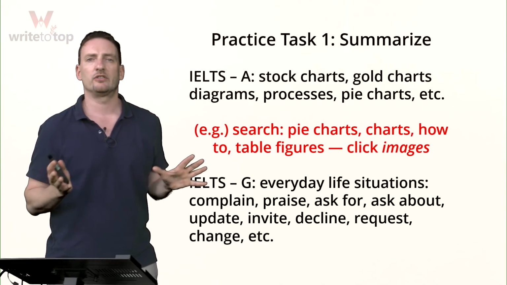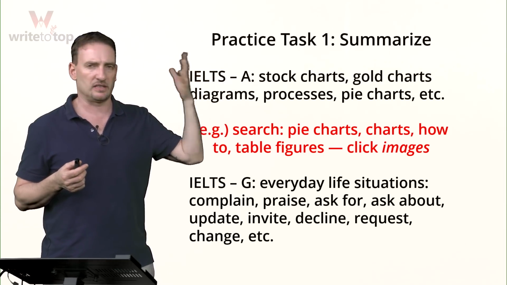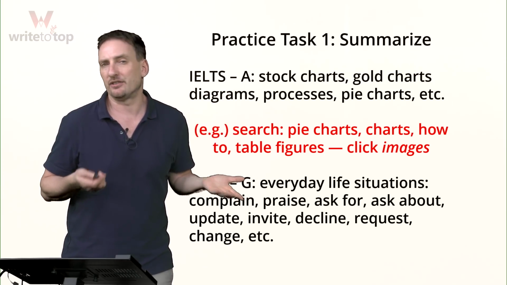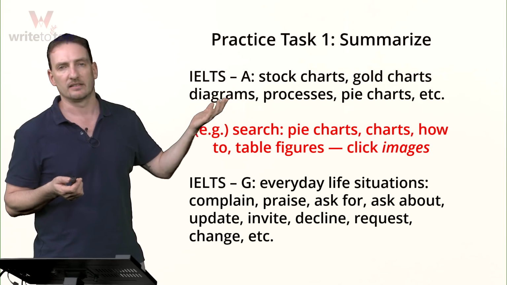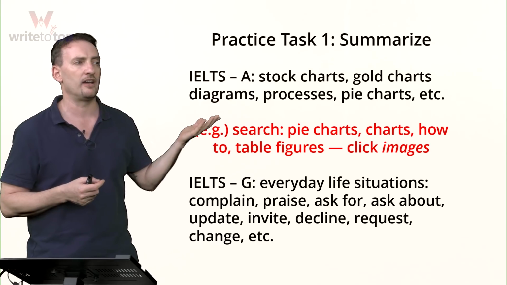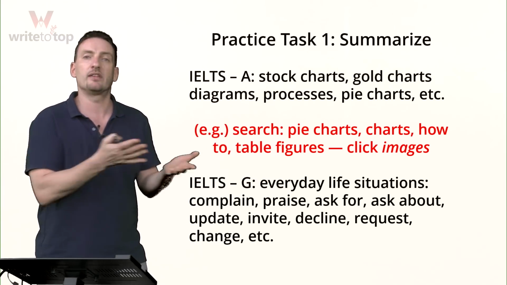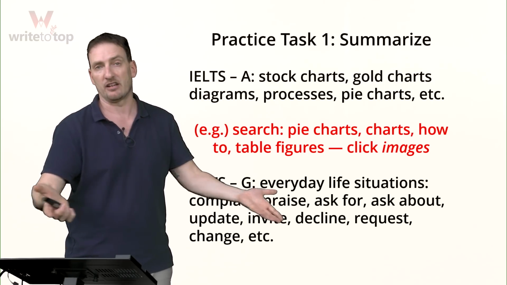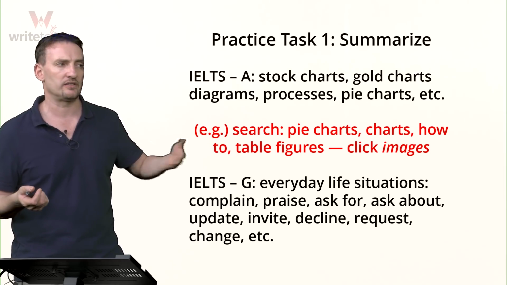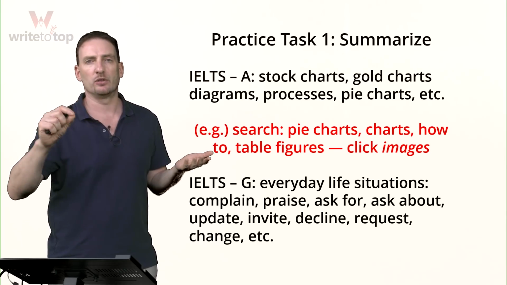Now, you finished your idea bank, what do you do with it? Well, for task 1, it's just mostly the vocab. You're gonna use the vocab, but essentially you just need to practice. You need to summarize things. For the IELTS academic, look at stock charts, look at gold charts, look at diagrams, processes, pie charts, etc. Just find all these things that you would see on the test and summarize it. Just say, what do you see? Now, if you're not sure where to find these, a good way to do this is, again, search engine, Google I use. Just put pie charts in the Google search box.